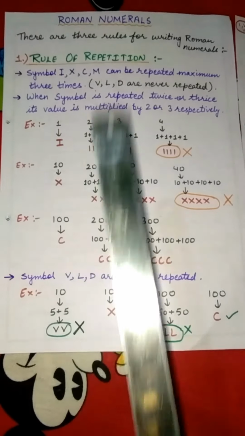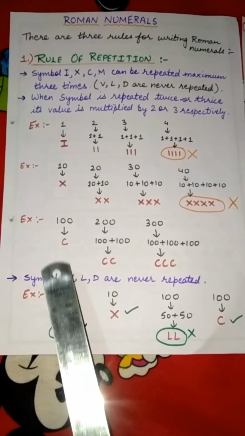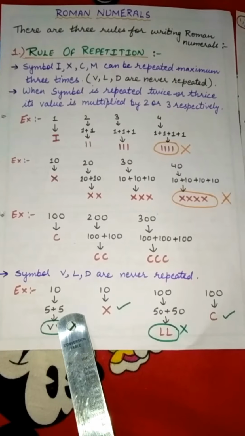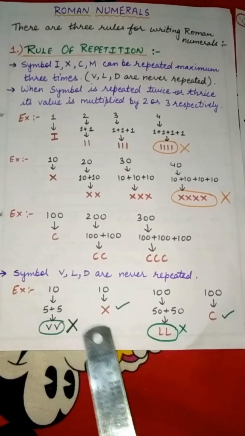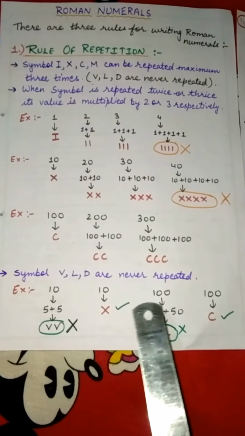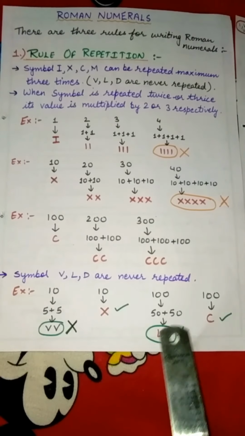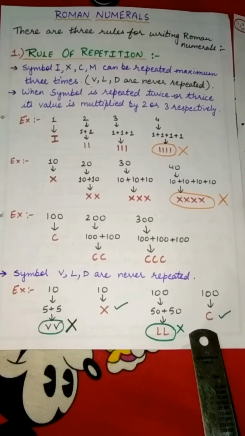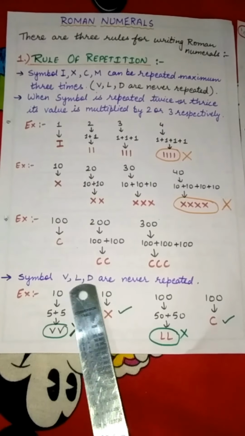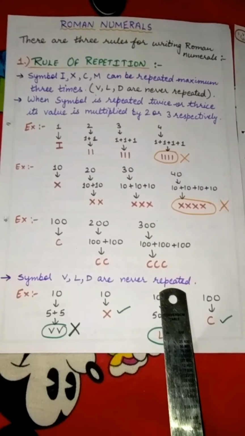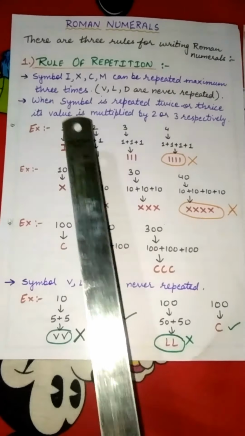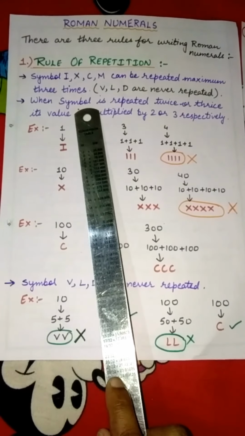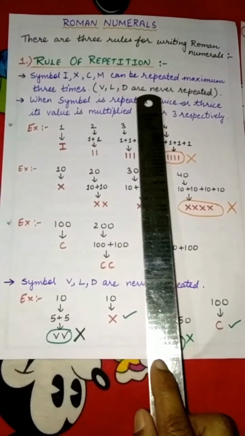Now, you know that V, L, D are never repeated. You cannot write 10 as 5 plus 5, VV. This is wrong. You cannot repeat this symbol. You cannot write 100 as 50 plus 50, LL. This is wrong. To write 10, you will have to write X, and to write 100, you have to write C. So V, L and D, you cannot repeat them. So this was the rule of repetition. You can repeat I, X, C, M a maximum of 3 times, and you cannot repeat V, L, D.